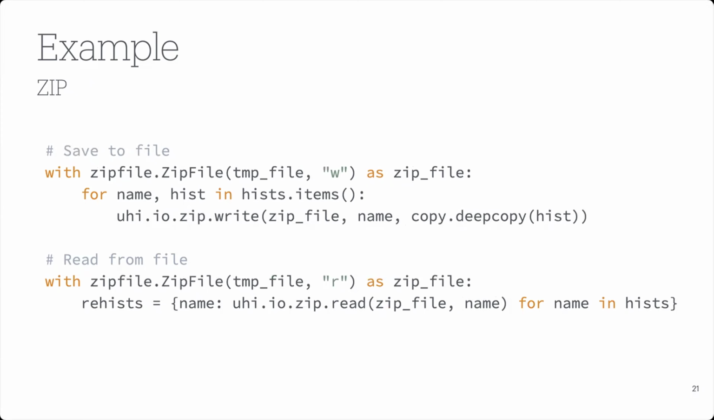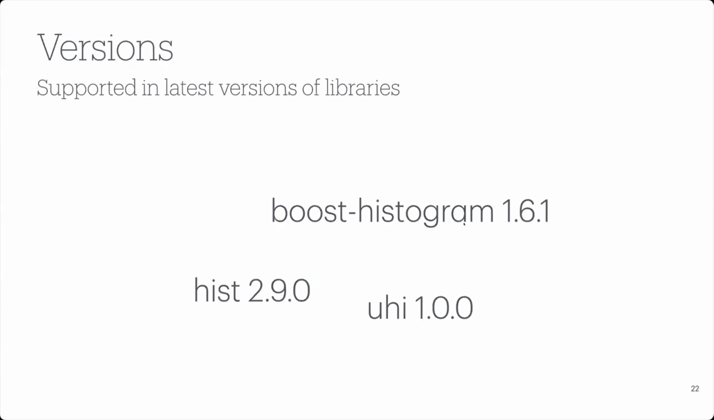Zip looks pretty similar. There's a uhi.io.zip, and you give it the zip file, which you open yourself. You can control compression and all that sort of stuff. A name, and then a copy of the histogram. And I don't particularly remember why I did a full copy instead of just doing the histogram object itself, but I think that was for demonstration, or maybe that was an old bug that was in the first initial versions. The versions that support this, so you can try it out today.